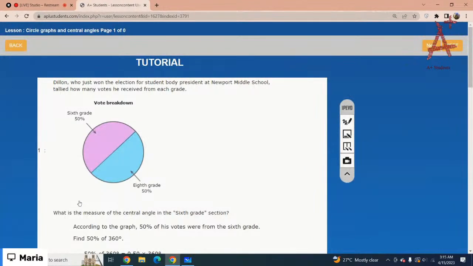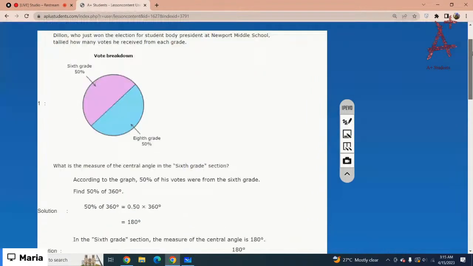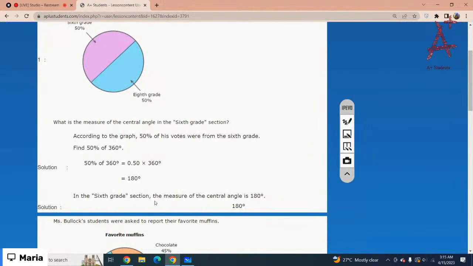Dylan, who just won the election for the students' body president at Newport Middle School, tallied how many votes he received from each grade. What is the measure of the central angle in the sixth grade section? So in this, you have to calculate the angle. Got it? Here you have 50%. So the total angle in a circle is 360. So just calculate 50% of 360. 50% means exactly half. So half of 360 is 180. Got it? That means in the sixth grade section, the measure of the central angle is 180 degrees. Or either you can see a straight line always has a 180-degree angle. Got it?